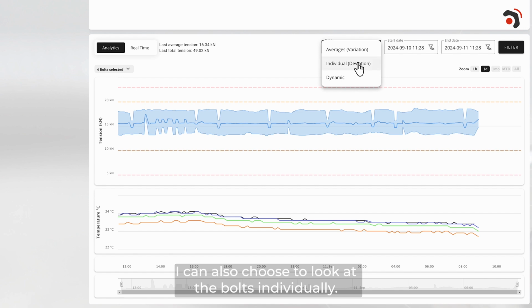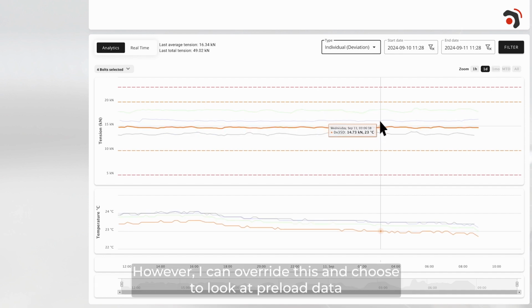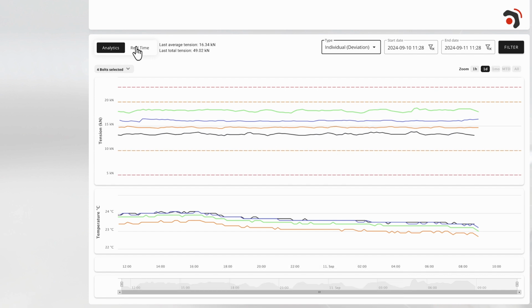I can also choose to look at the bolts individually. Strainlabs Analytics shows data on a 10-minute basis. However, I can override this and choose to look at preload data in real time.